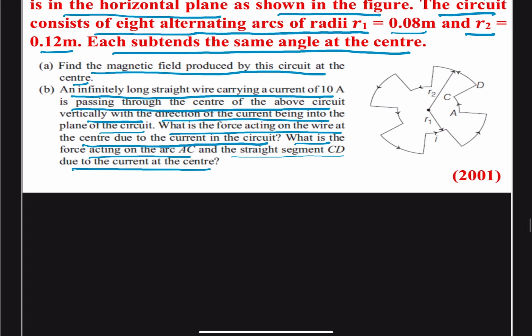So we are given this figure, and it is alternating arcs. We have arcs of radius R2 and radius R1. The current flowing in the circuit is given as I1. First of all, we have to find out the overall magnetic field that is produced at the center. Let us call this center O.